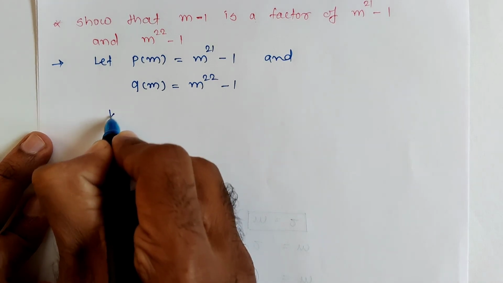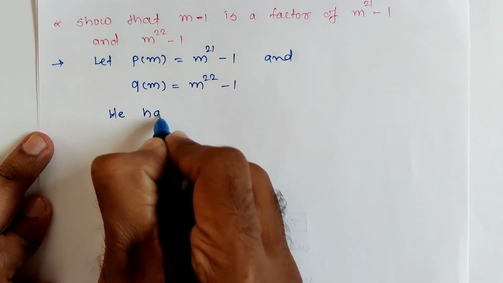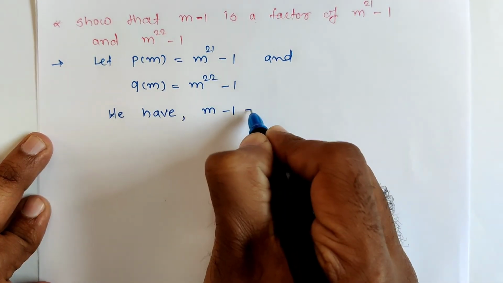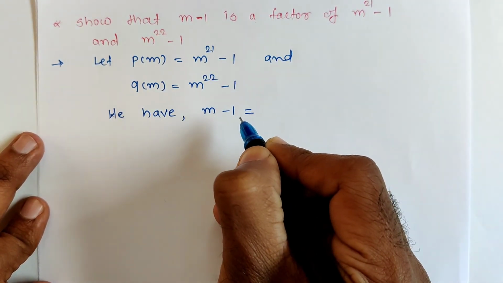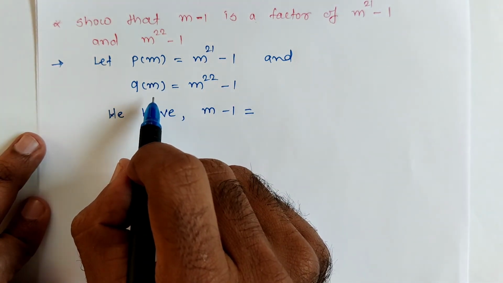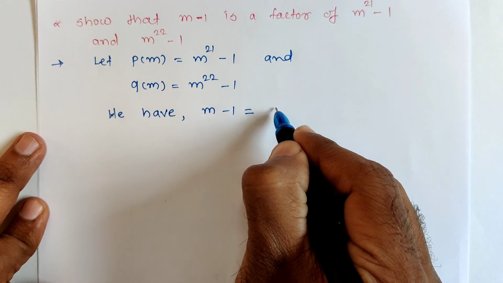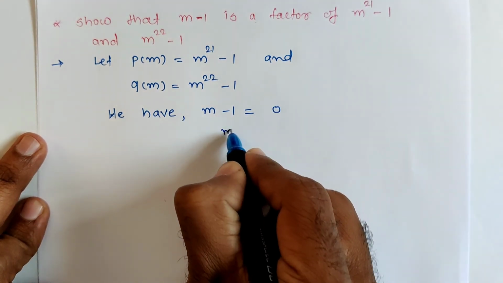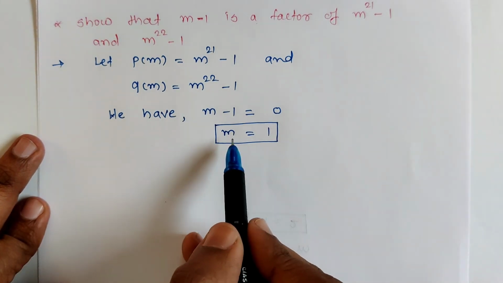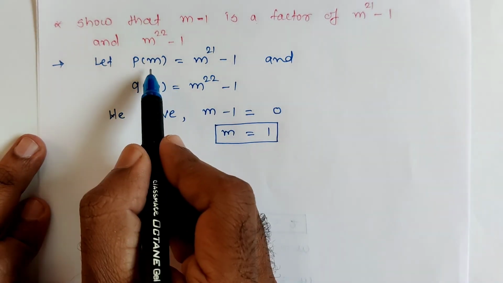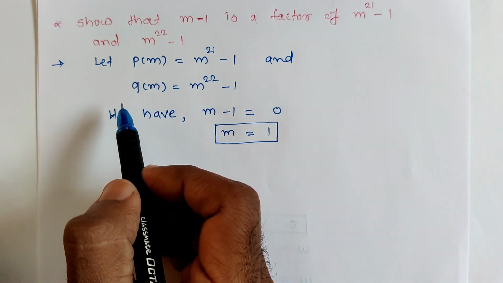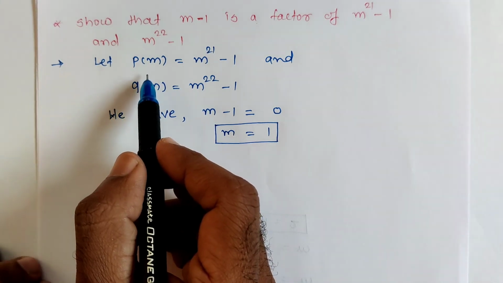So we have the polynomial m minus 1, which is to be decided whether it is a factor of these two polynomials p of m and q of m or not. So we should equate it to 0 so as to get the value of m as 1. So if we find the value of p of 1 and if it comes 0, then at that time we can say that m minus 1 is a factor of p of m.